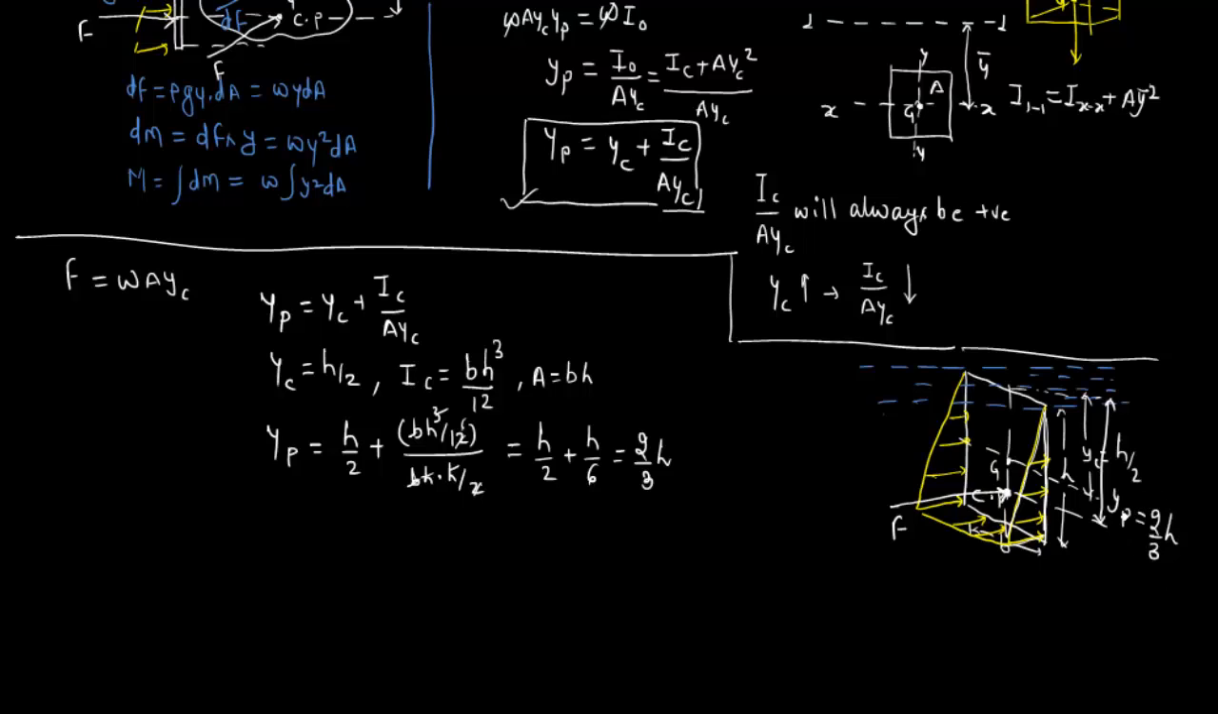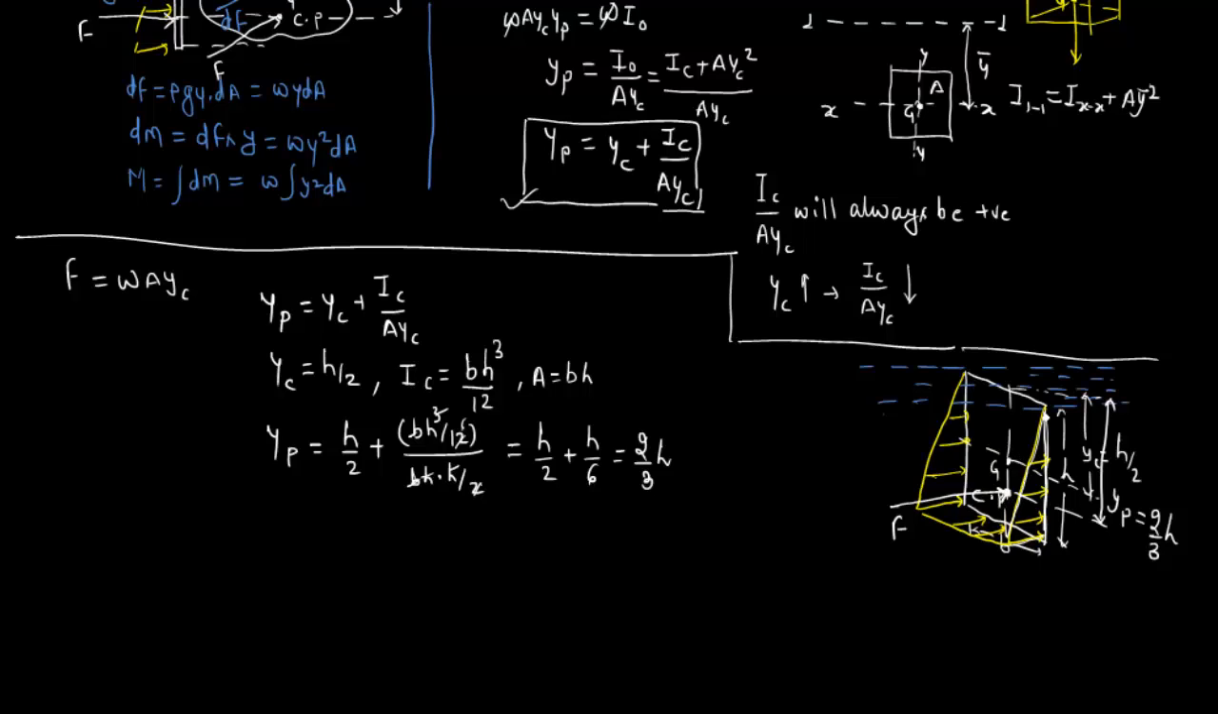Okay, so as I told you, the center of pressure is the center of gravity of this pressure intensity diagram. You have to remember this thing always. You can simplify rectangular bodies by using this formula directly here.